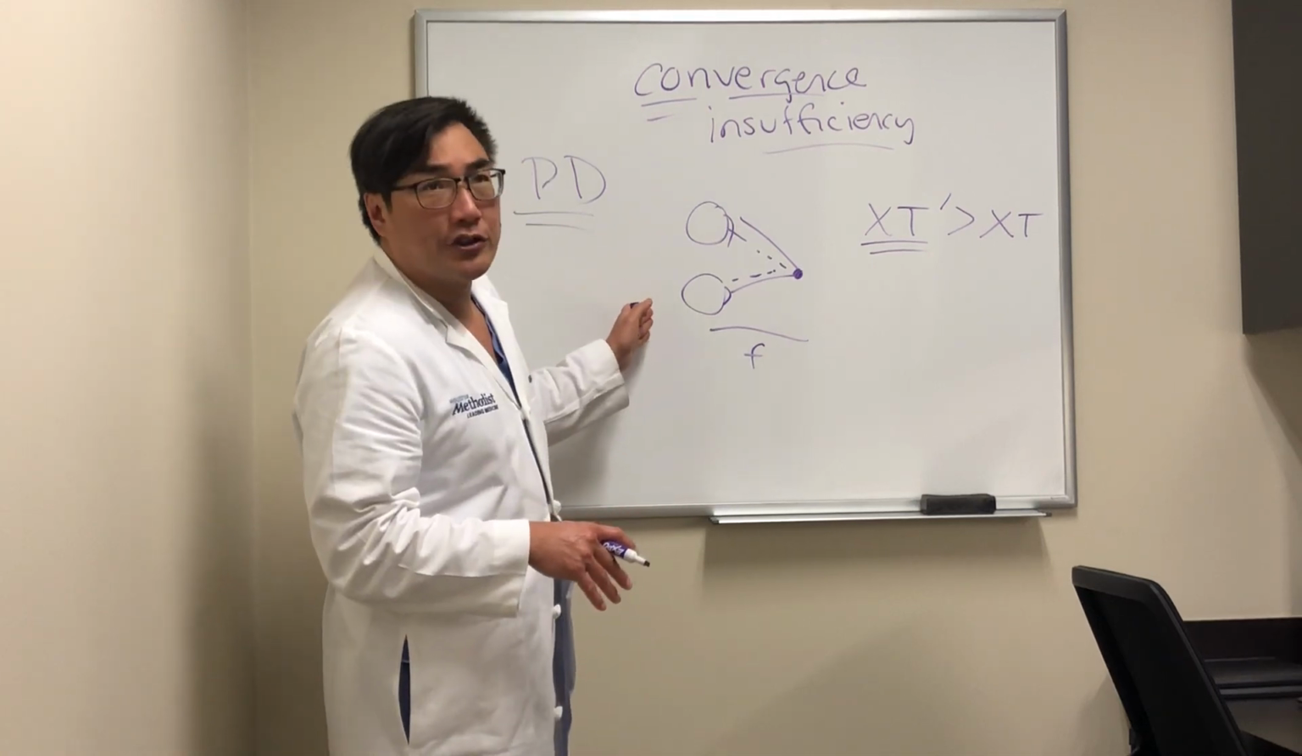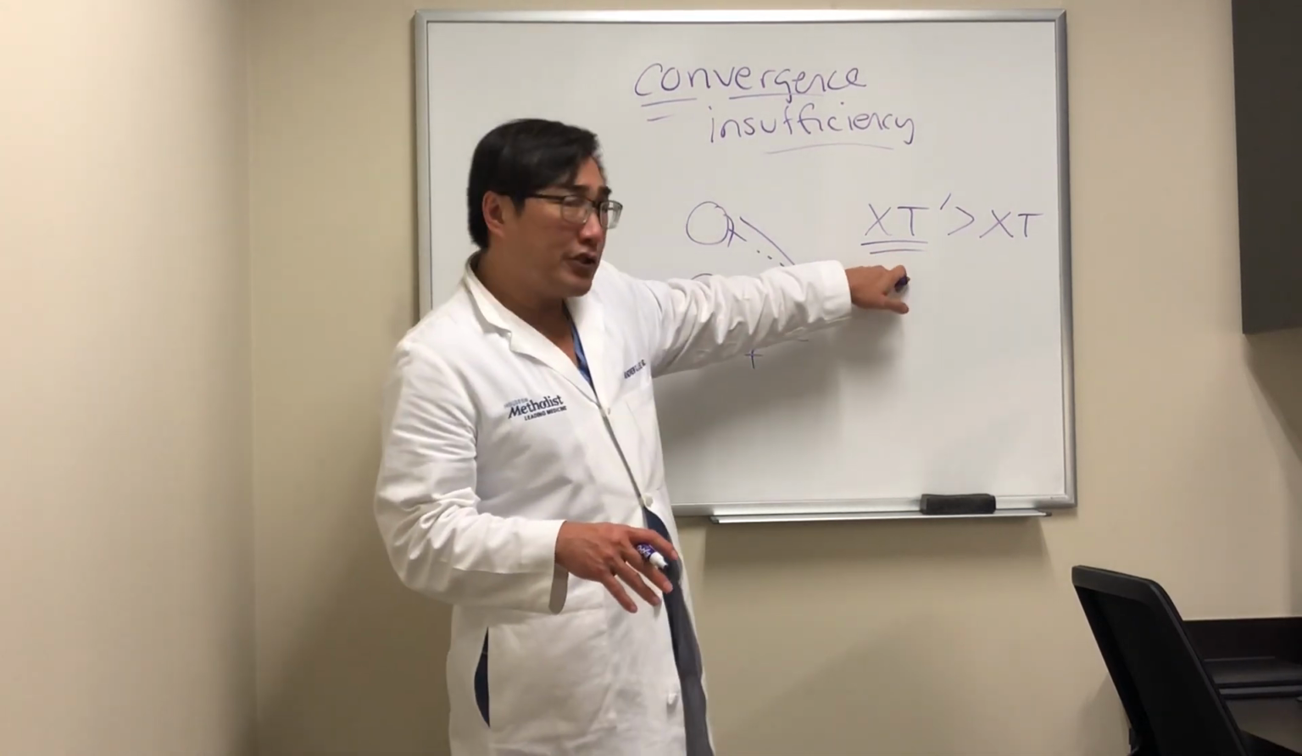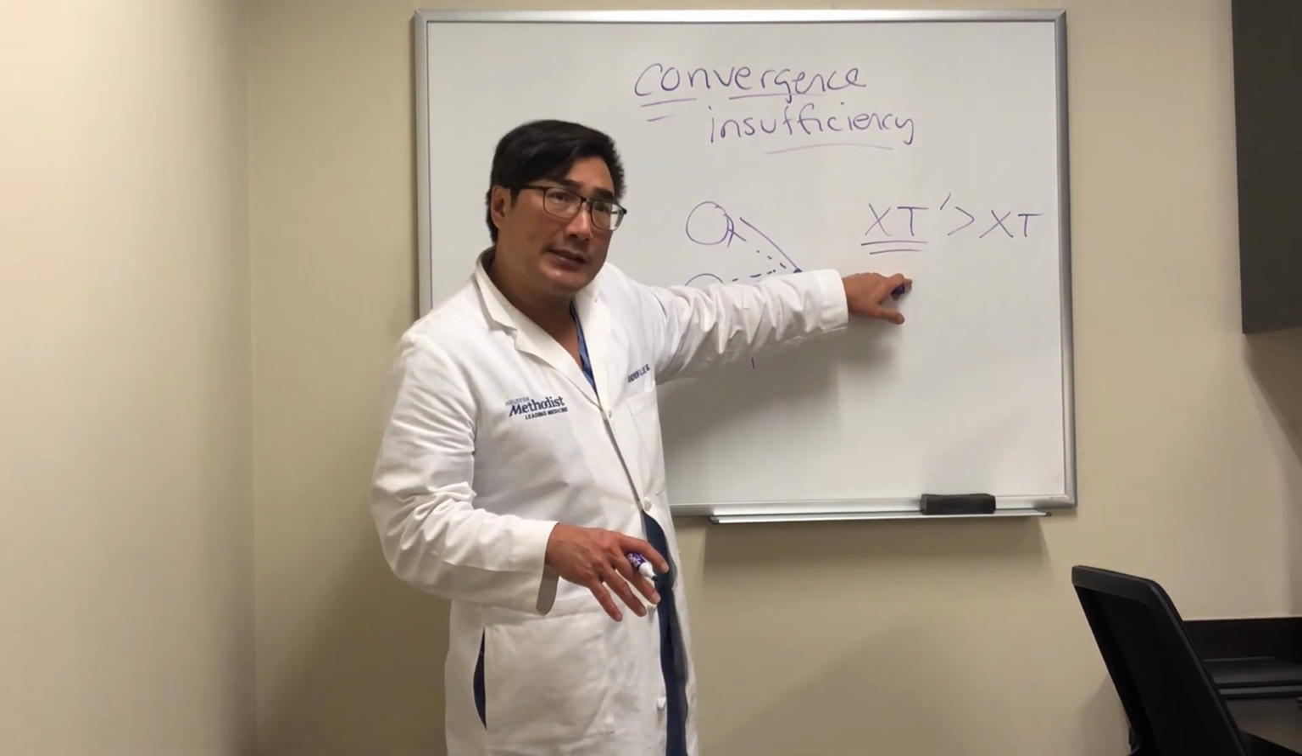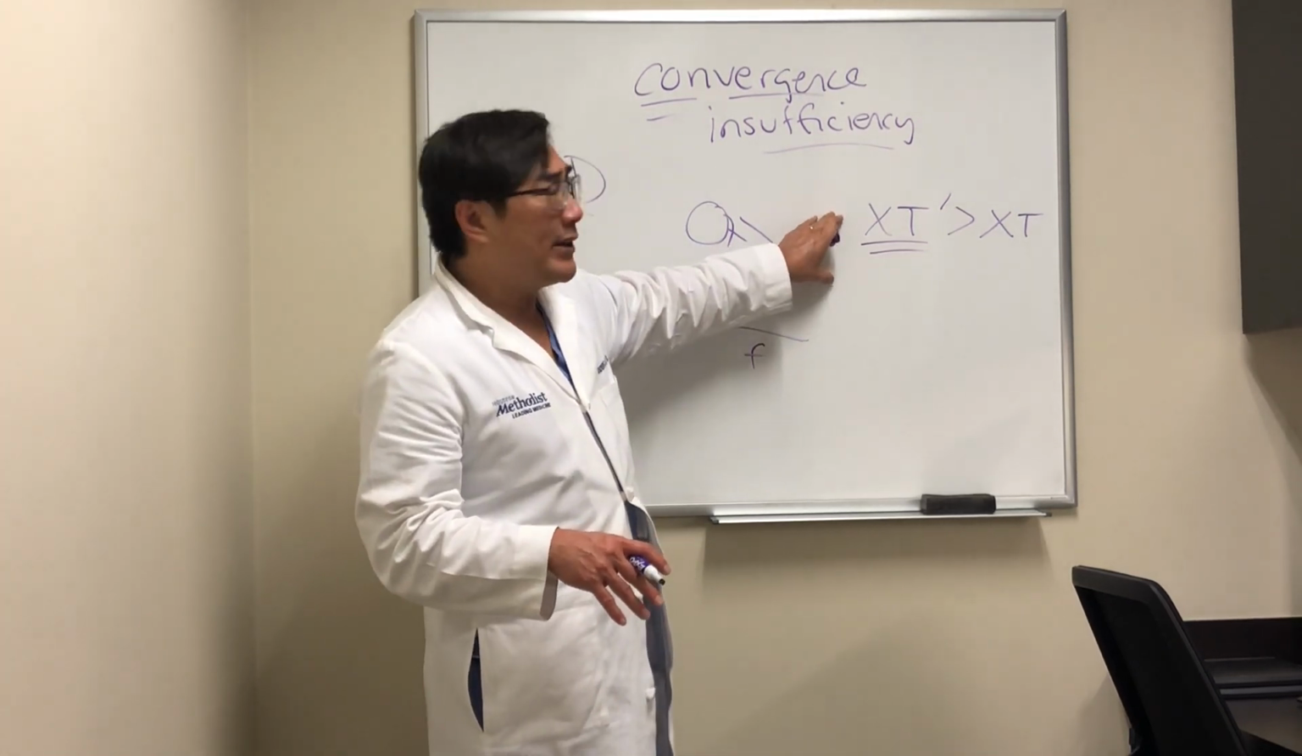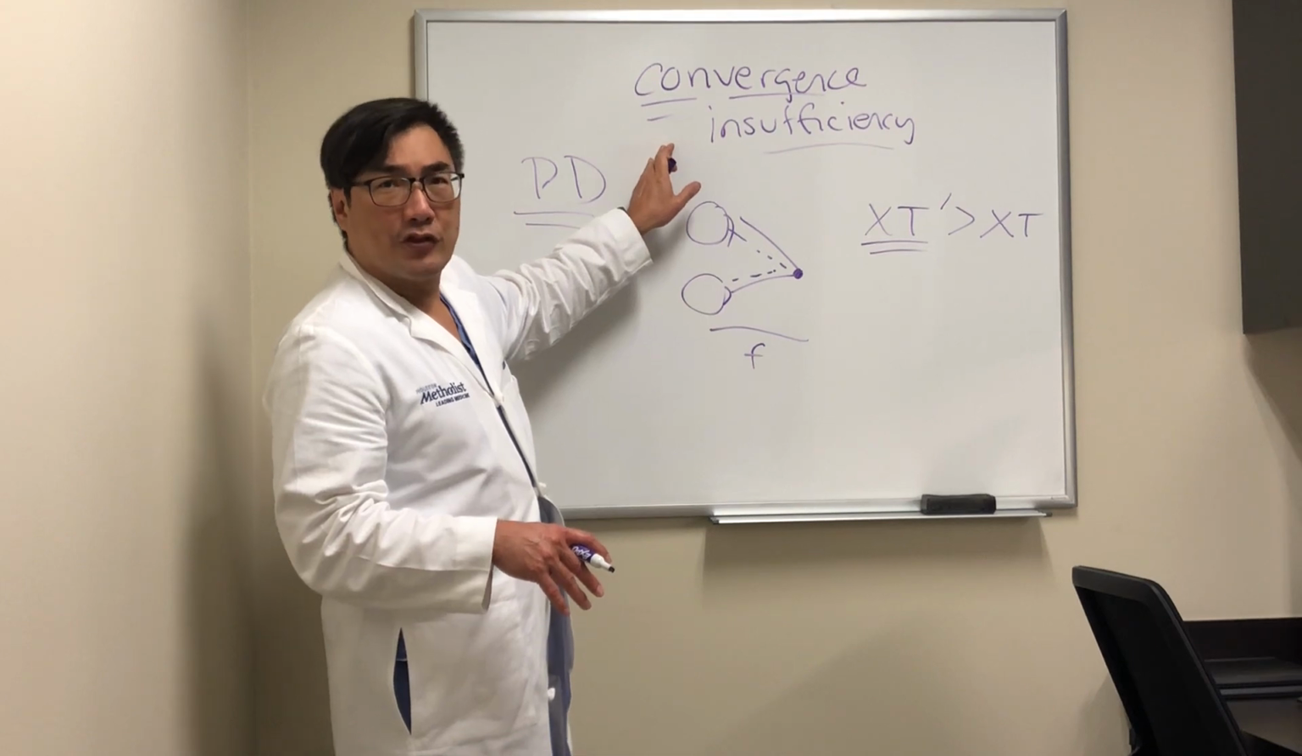The ductions and versions are going to be full. You're going to measure the exotropia with the prism cover test at distance and near. If it's greater at near, that makes the diagnosis, convergence insufficiency.